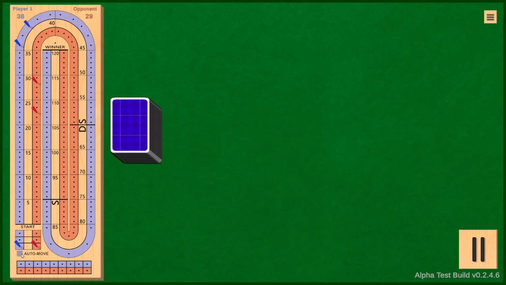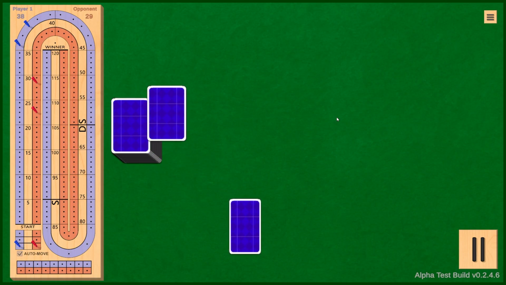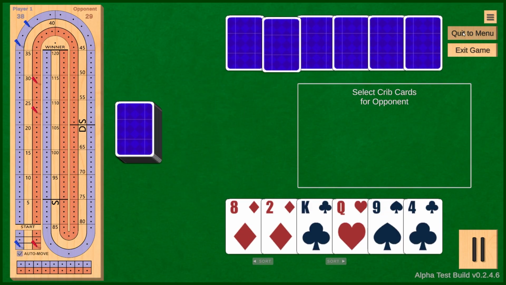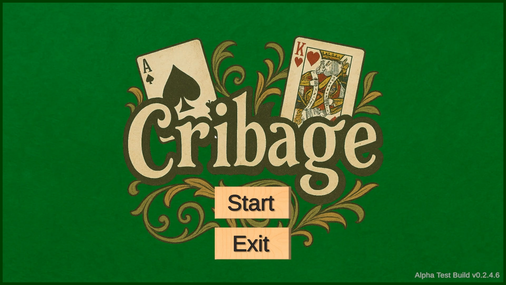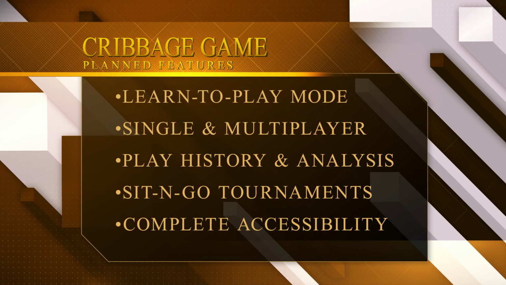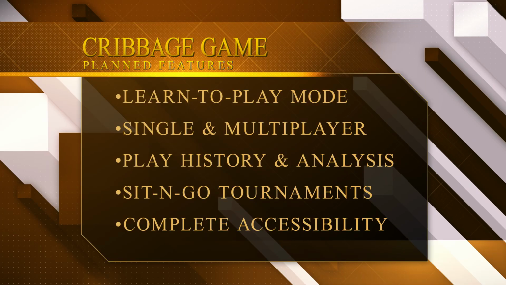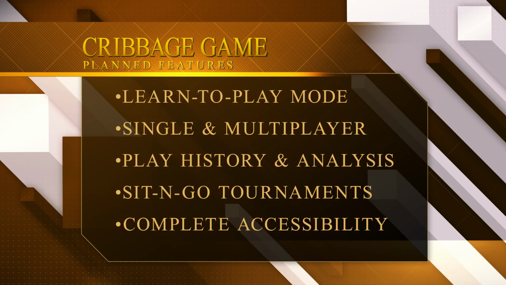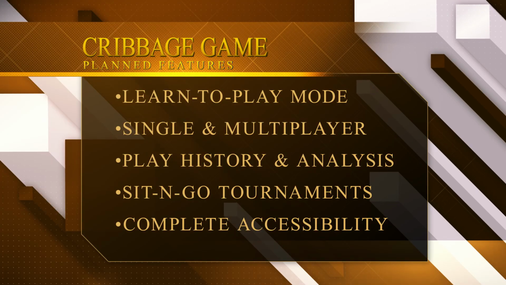Once I get into multiplayer, I was thinking about making it possible to have players choose which color they'd like to use, but right now I just have it on the blue. I plan to have a learn to play mode. I'm going to have single player and multiplayer through Steam, player history, and we'll have sit and go tournaments and complete accessibility. So that's what I have so far. The animations are moving well.